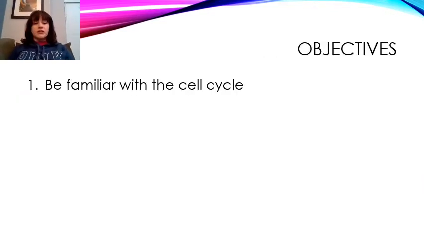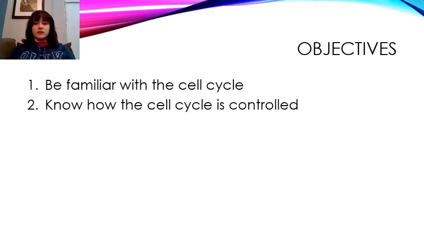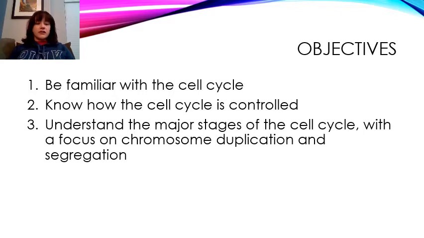So the objectives for this chapter are first, to refresh your memory on the stages of the cell cycle. Second, to know how it is controlled. So what are the different types of regulator proteins that are involved? What are they checking at each stage in the cell cycle? And third, we're going to talk about specifically M phase, the chromosome duplication, so that occurs during S phase, and segregation of DNA, which occurs during M phase.